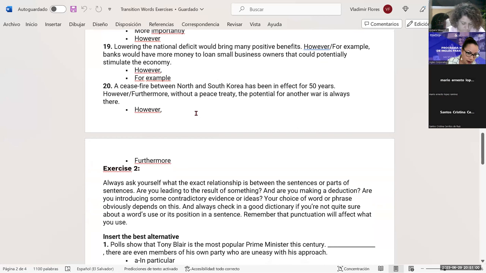A ceasefire between North and South Korea has been in effect for 50 years. However, without a peace treaty, the potential for another war is always there. I missed the answer. Was it however or furthermore? However. In that one, it's furthermore.